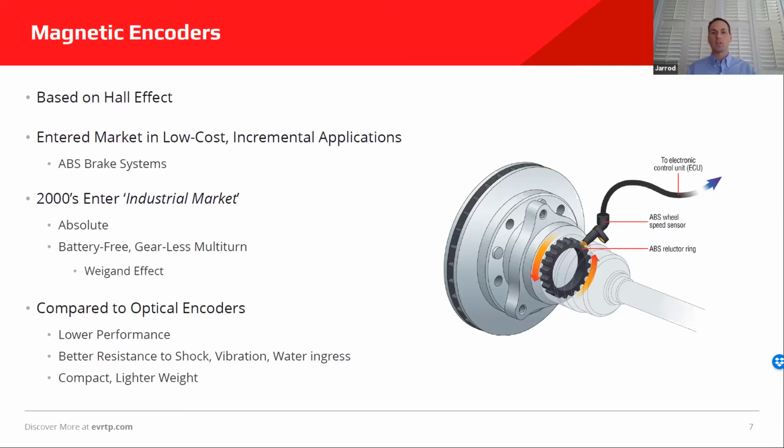Fast forward to the 2000s, we began to find magnetic rotary encoders in the industrial market. Unlike before, they're now absolute. Another cool feature that we see bundled with the magnetic rotary encoders is a battery-free, gearless, multi-turn based on the Wiegand effect. And I could do a whole presentation on the Wiegand effect. I won't now, but basically the Wiegand effect is a self-powered pulse generator for when the encoder isn't connected to its regular power supply. And as the encoder rotates, it'll eventually cross a threshold.